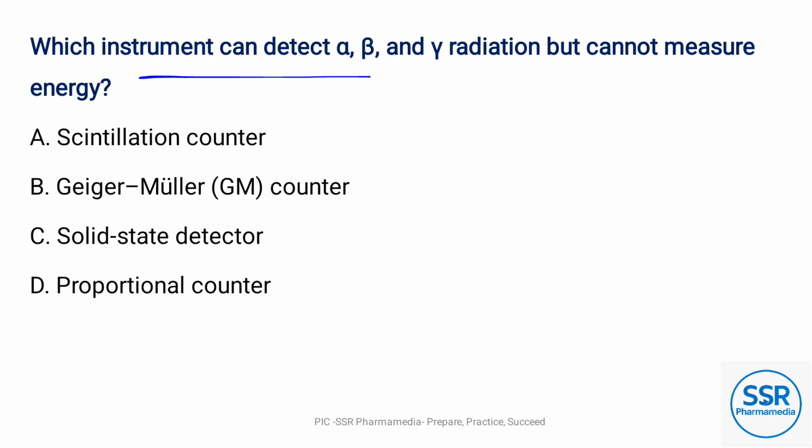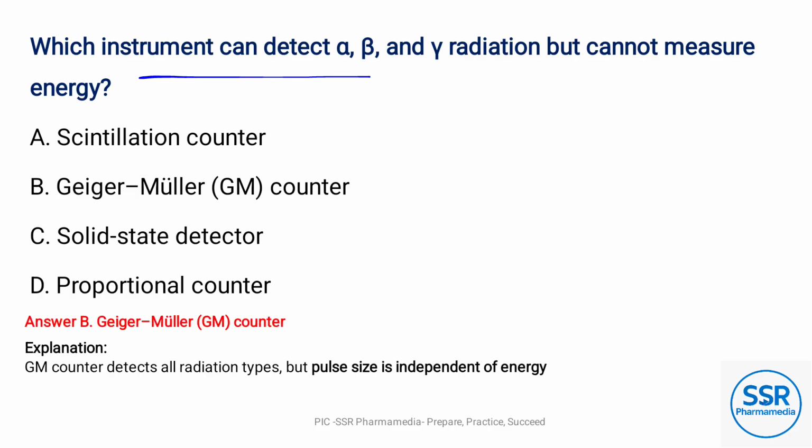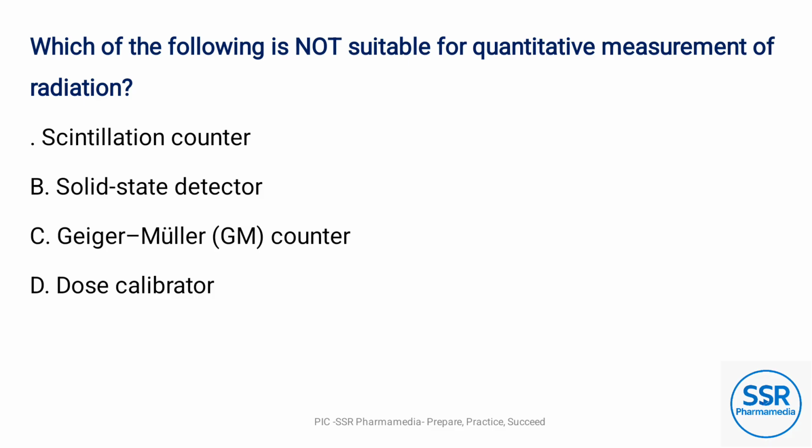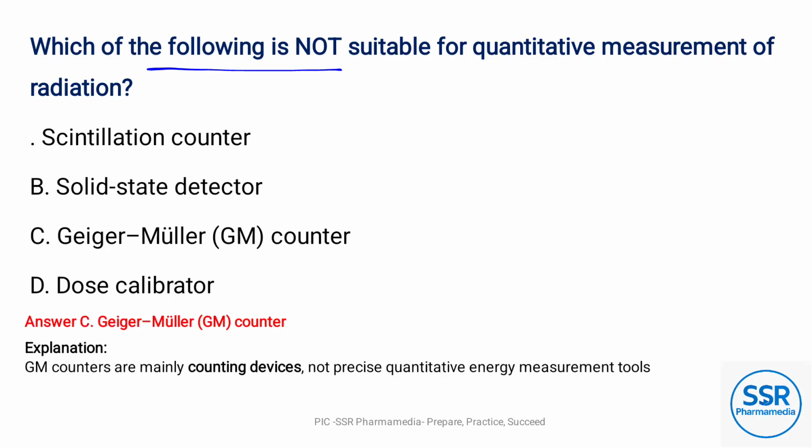Which instruments can detect alpha, beta, gamma radiation but cannot measure energy? Option B, Geiger-Muller counter, or GM counter. Which of the following is not suitable for quantitative measurement of radiation? So option C, Geiger-Muller, that means GM counter, is not suitable for quantitative measurement of radiation.